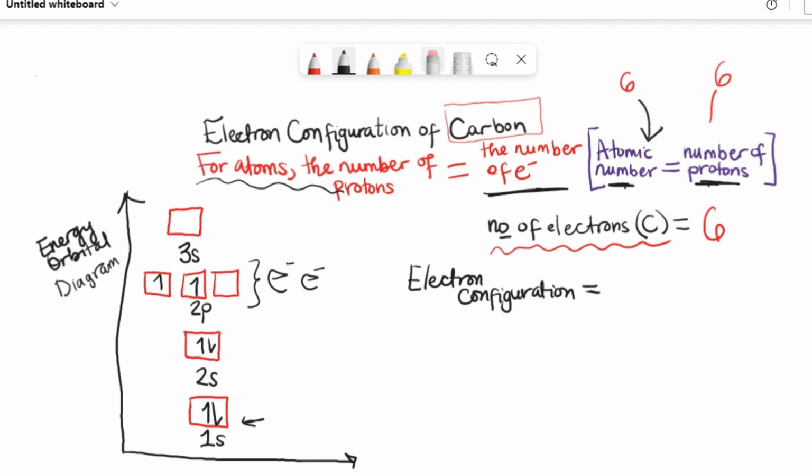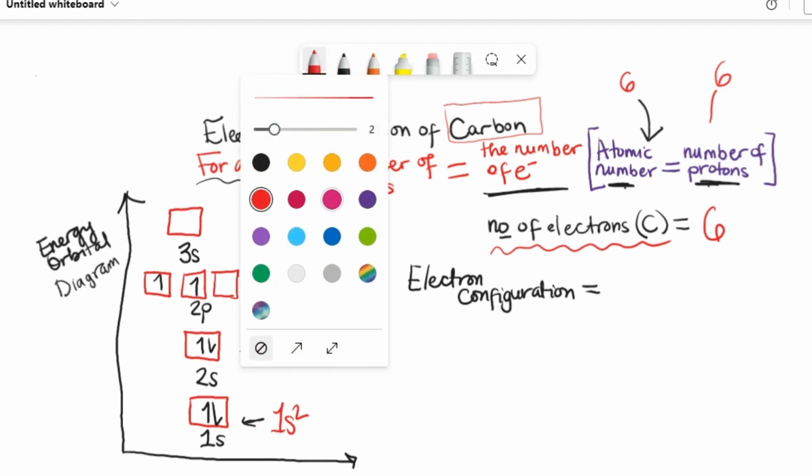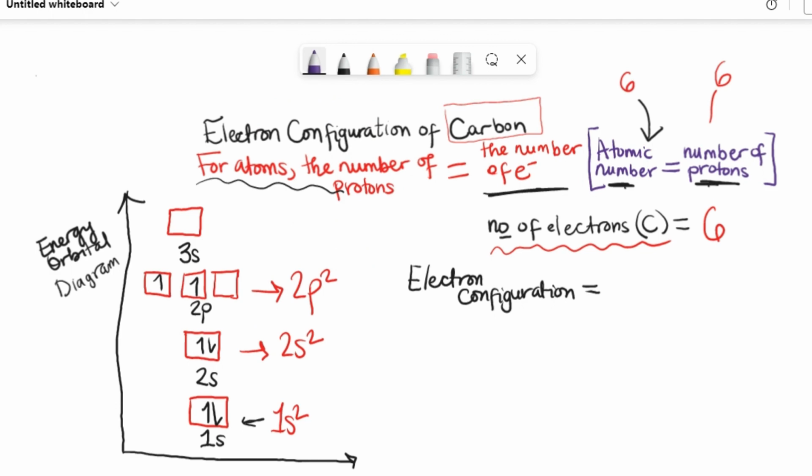So the next thing we have to do is to make sure that we write everything out. We've got 1s2, we've got 2s2, and we've got 2p2. So the electron configuration of carbon is going to be 1s2, 2s2, and 2p2.